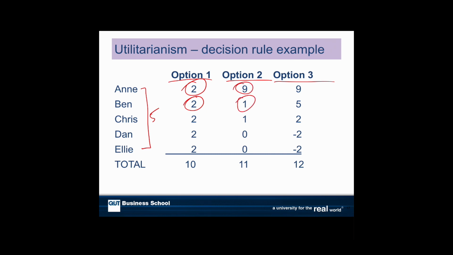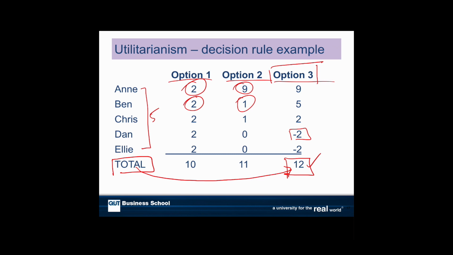So we can see that the options develop different amounts of pleasure or pain for people. In fact, here we have 2 units of pain for Dan and Ellie in terms of option 3. They're going to lose out under this option. Now notice, our decision, what is the right thing to do, would be determined by the total utility generated. And the highest total utility is under option 3. 12 units of utility, right?